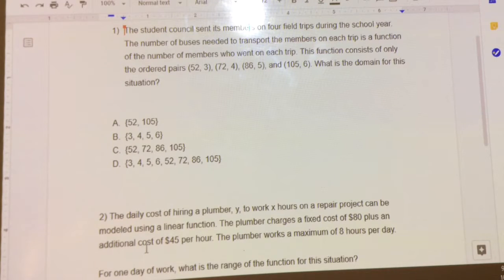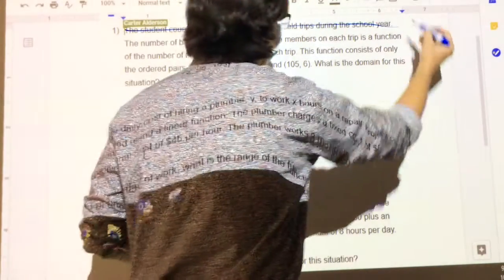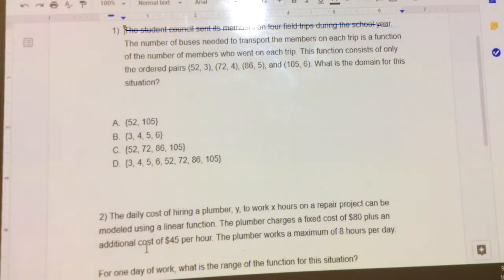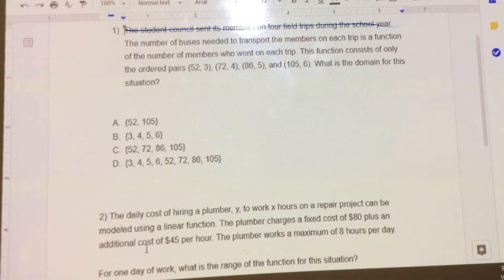The student council sent its members on 4 field trips during the school year. Whoop-de-doo. Does anybody care that they went on 4 field trips? No. I don't care. Maybe you do. Look at Bennett just cheesing up here. Hey! The number of buses needed to transport the members on each trip is a function.